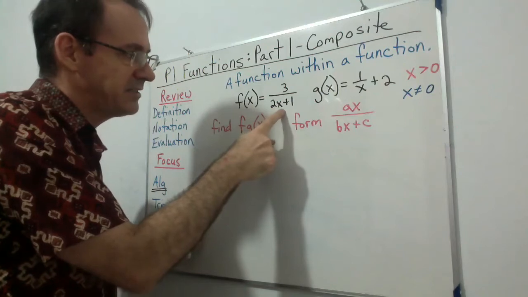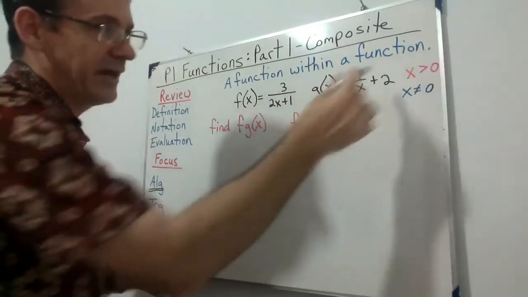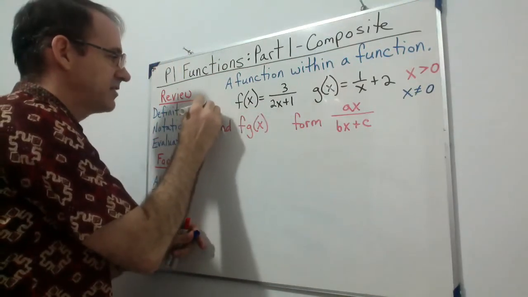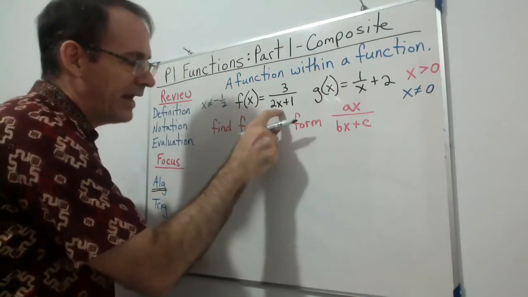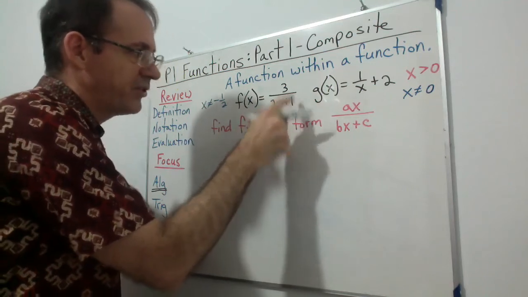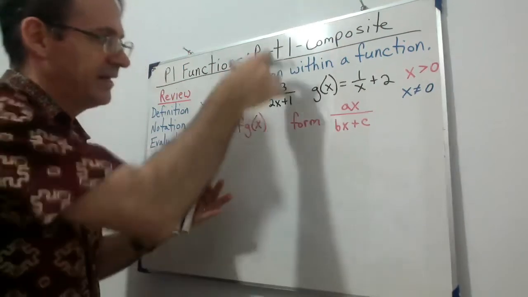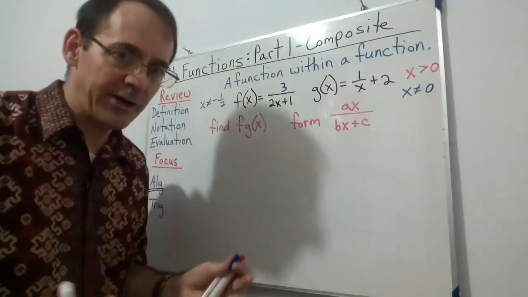So in this case, if it had not already stated the x greater than 0, you could work this out and find out that x cannot be a negative 1/2. Negative 1/2 times 2 would give you a negative 1. Negative 1 plus 1 gives you 0. You can't divide by 0. So the domain statement is very important.